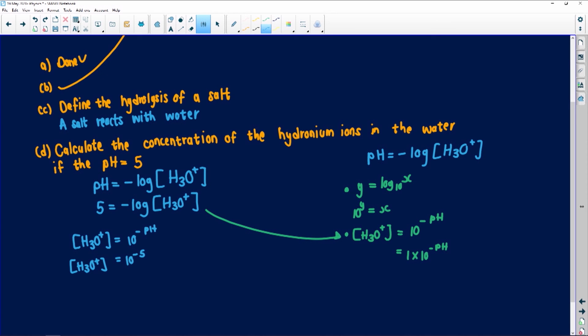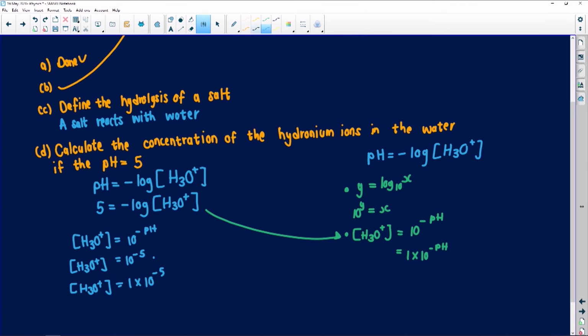And I'm going to spice things up a little bit and write H3O+. It's just so that you know where everything is coming from. 1 times 10 to the negative 5. And this is not incorrect. You can write either of these ones, because 1 times is exactly the same thing. So this question actually wanted us to work vice versa.